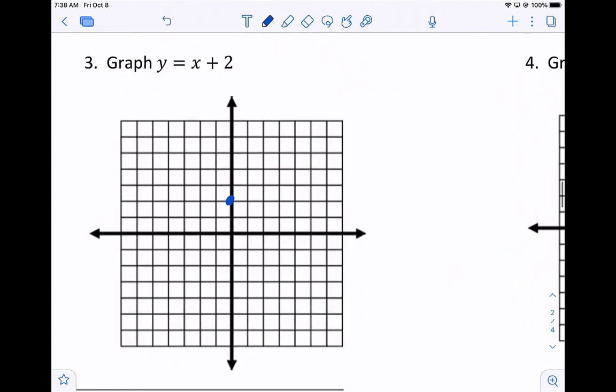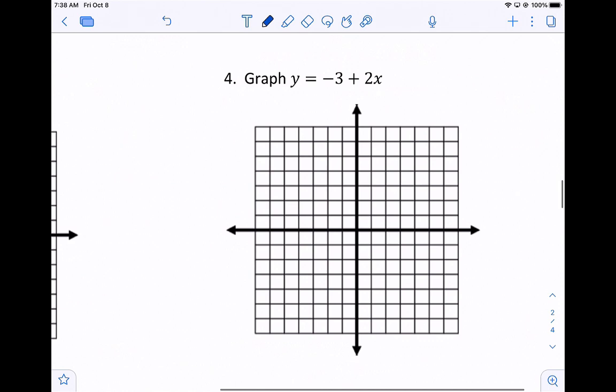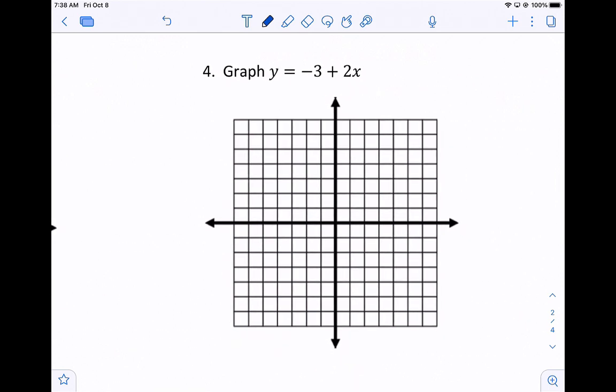The y-intercept is 2. And our slope, if we don't see a number in front of the x, it's an invisible 1. So we're going to go up 1 over 1 in each direction, and then you have your line. For the last graph, the y-intercept is -3. Our slope is positive 2 over 1. So we're going to go up 2 over 1, up 2 over 1, and then we have our line.